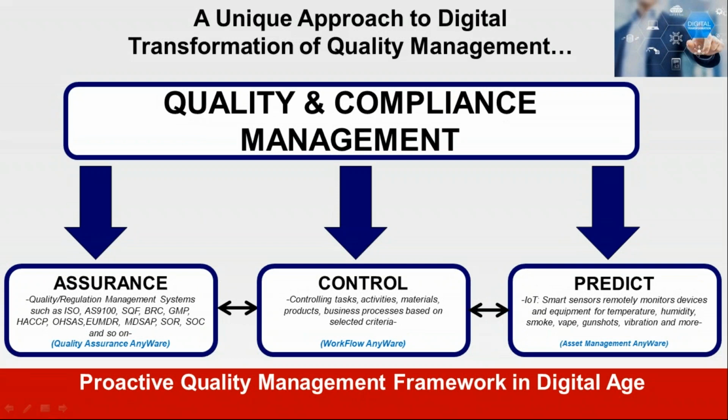Having said that, we put together this proactive quality management framework that can also address these in the scope of ISO 9001. One of the important things about this framework is that it's very practical. It has three pillars, three major parts: assurance, control, and predict. Assurance is ISO 9001 in this case. That is your quality management system. It dictates what kind of policies, procedures, protocols, and SOPs you have, and how the quality management system runs.